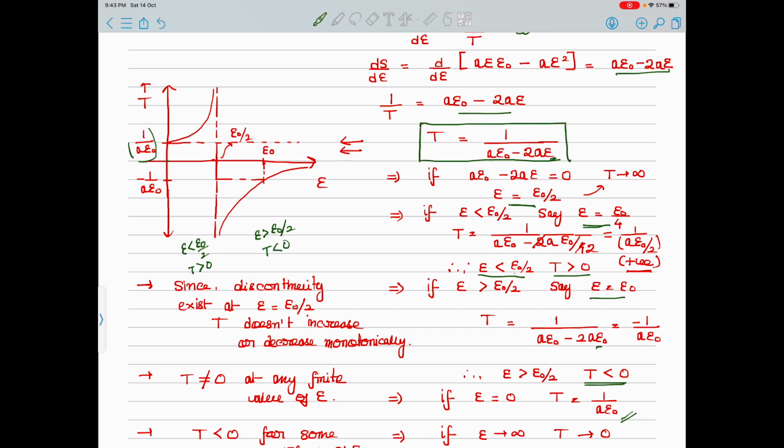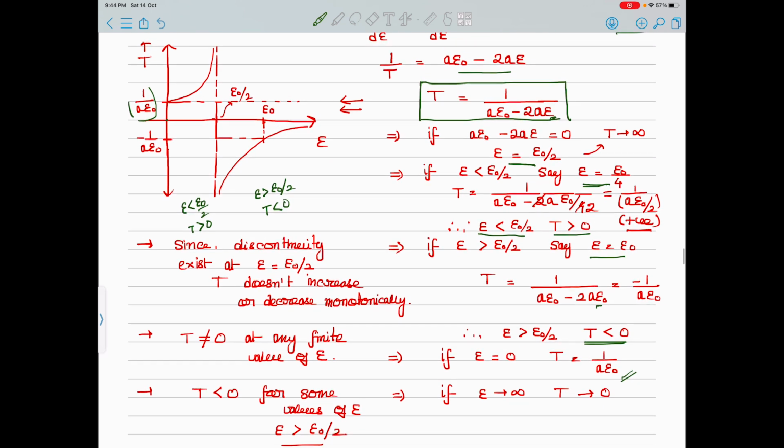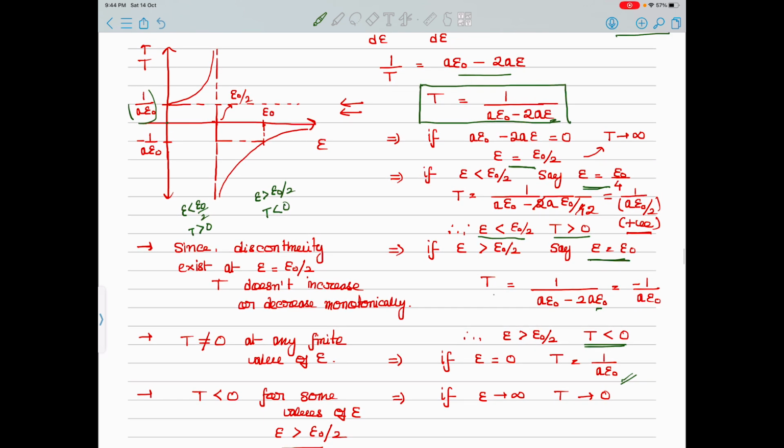So we have already seen this. For E less than E naught by 2, since T is greater than 0, it goes like this, because at E equal to E naught by 2, it should tend to infinity. And this is what is shown in this figure. Now for E greater than E naught by 2, at E equal to E naught, we have already found that T is minus 1 upon A E naught, which we have here. And as it tends to E naught by 2, it should go to infinity. And this is what is happening. And ultimately, as E tends to infinity, T is tending to 0 over here. So this is the plot.